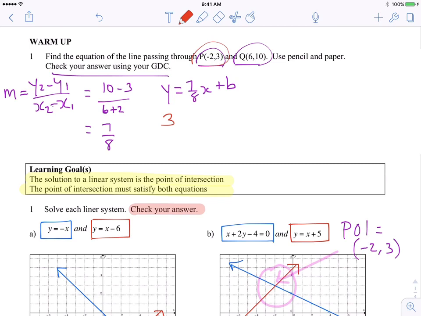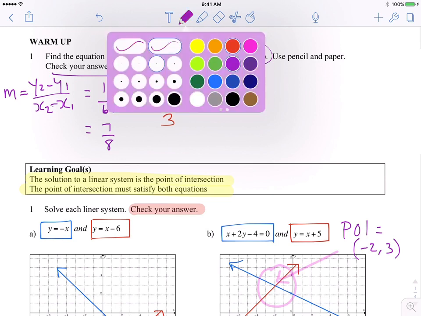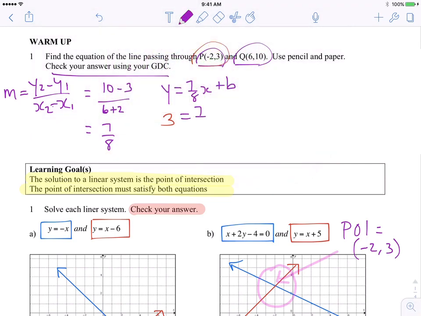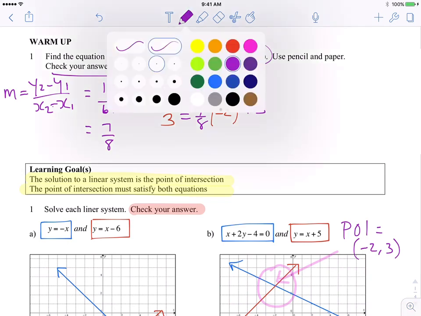We're tempted sometimes to write the negative 2 first because it comes first in the coordinate, but we have to remember that we're subbing in the y value of that coordinate. In this case, the y value is 3. So 3 equals 7/8 times, in this case, negative 2, plus b.